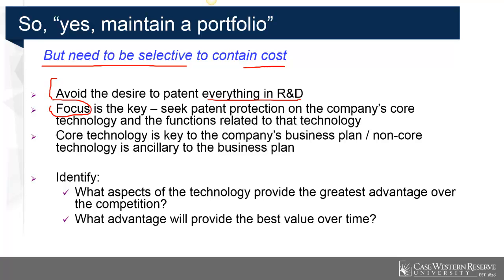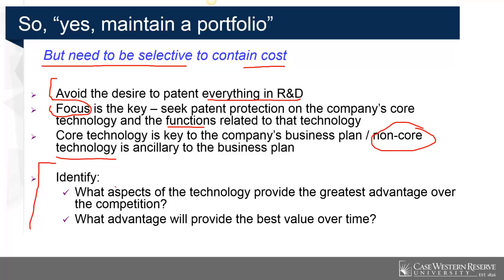You need to focus patent protection on what we call the core technology and the core competencies of the corporation and related functions. That's going to be the focus. Core technology is that which is key to the company's business plan, and basically non-core technology is really ancillary. I know this is a straightforward thing to say, but a lot of people spend a lot of time protecting non-core technology that the company really can't afford to support, and it's peripheral to the overall business plan, so you might as well just let it go, because in the end, you're just going to be spending a lot of money unnecessarily.